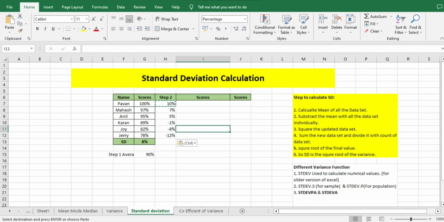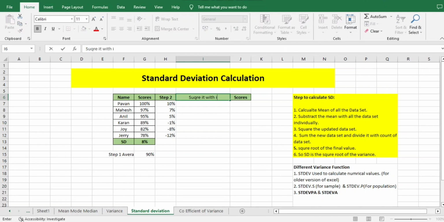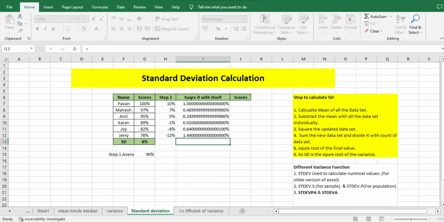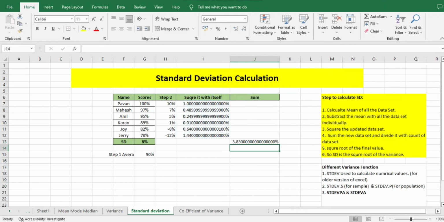The third step says square it with itself, which means 10 into 10 I need to do. H7 is my cell, and I will multiply it with H7. The same I will copy paste here. Correct, I got this. Post done with that, it is asking us to do the sum. The fourth step says sum. So I'm doing sum here, equal to SUM, bracket open. Okay, sum is also done.